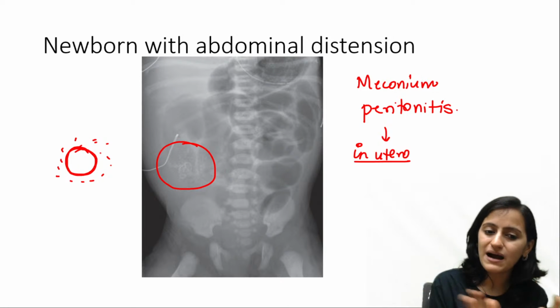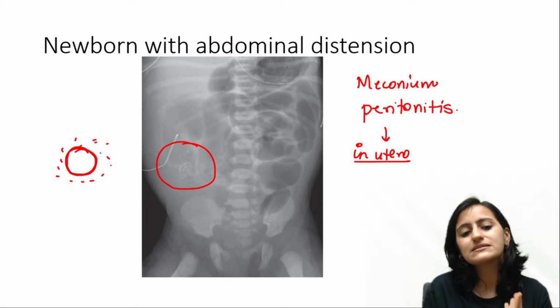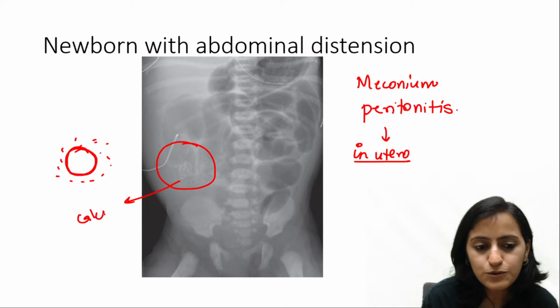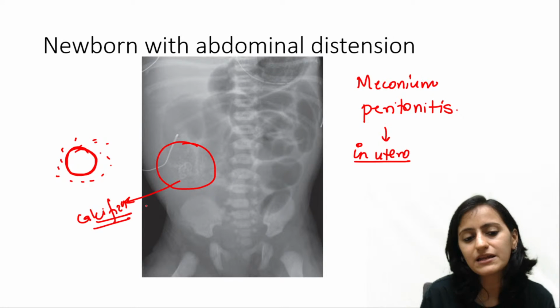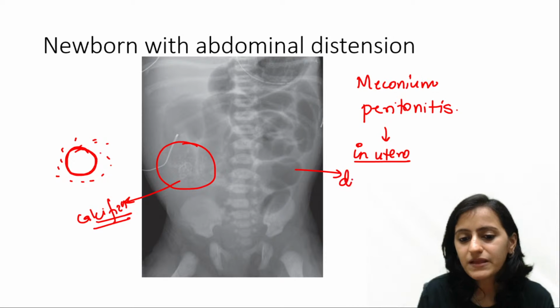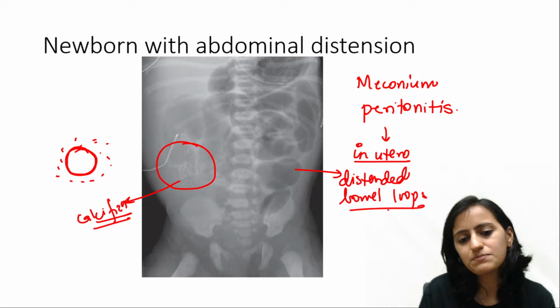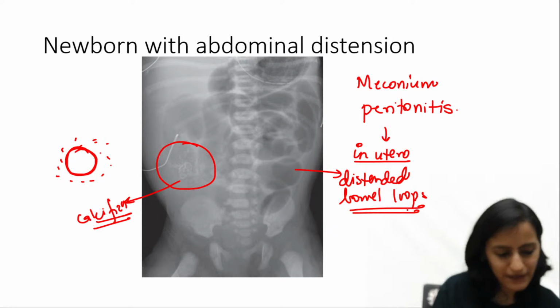So the meconium has gone out, and that meconium is getting calcified. So this is the most important clue to identify your meconium peritonitis: calcification along with the distended bowel loops. Okay, calcification along with the distended bowel loops. This is your meconium peritonitis.